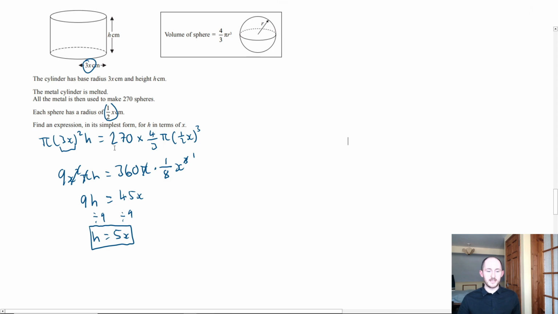So 270 is the number of spheres I made. The reason why I did 360 times 1 over 8 is because I had a half cubed.